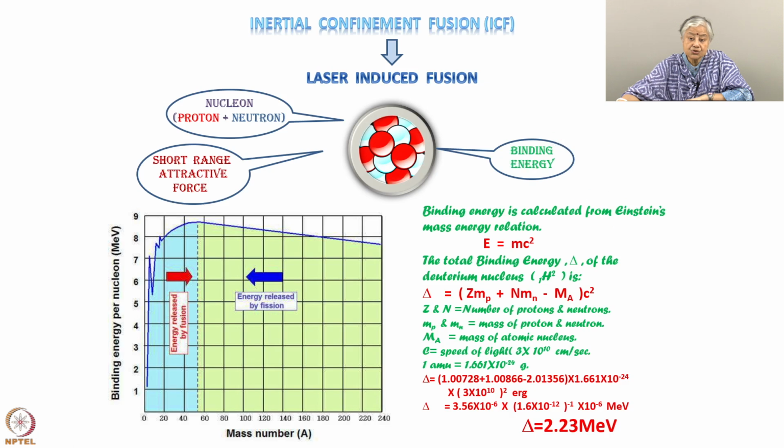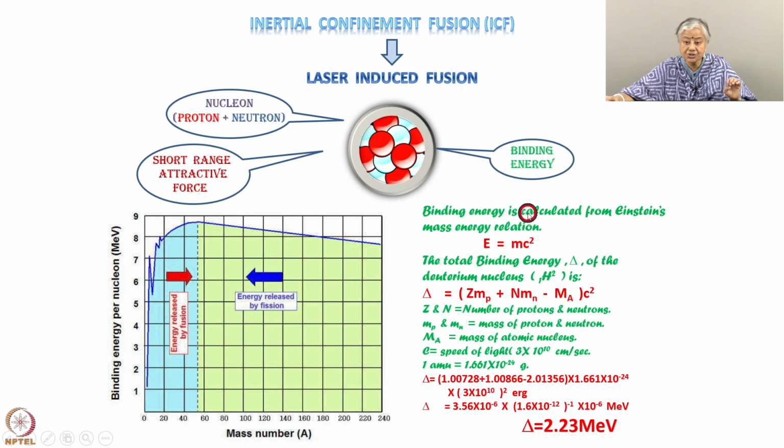Binding energy is the energy required to throw apart this nucleus into individual nucleons. That means how much energy you have to give to this nucleus so that these nucleons just fly apart. That is the binding energy. Suppose I give you an example, I have just put down an example here.